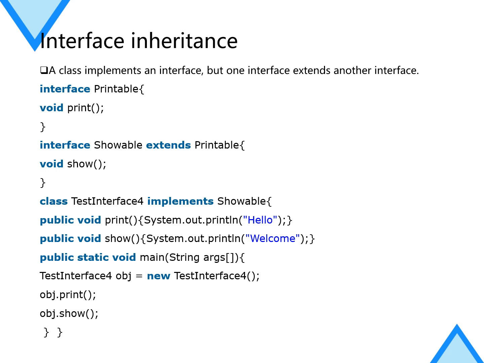So now we have the implementation of the print method as well as the show method. We have the implementation of the Printable method print, the parent interface, and the implementation of the sub interface Showable's method show. So we have both implementations in a single class. We have the main method, where we create the object of TestInterface4. The name of the object is obj, and we call the print method and the show method. So we will receive hello and we will receive welcome. This is the example we discussed previously, but here this line implements interface inheritance.